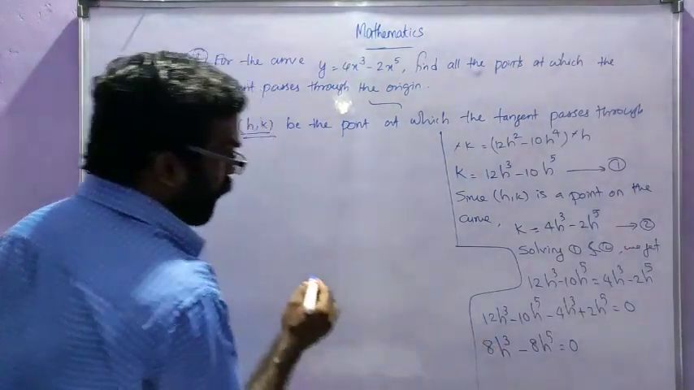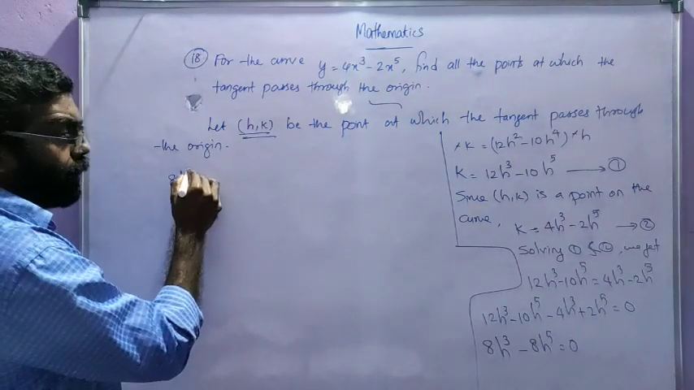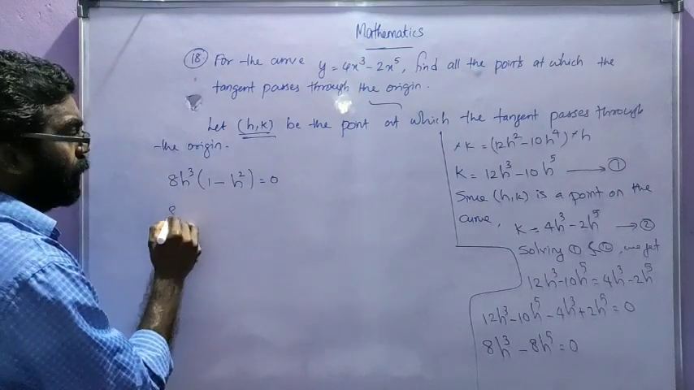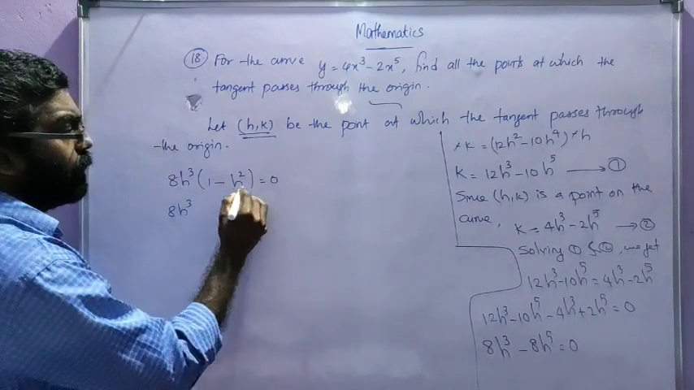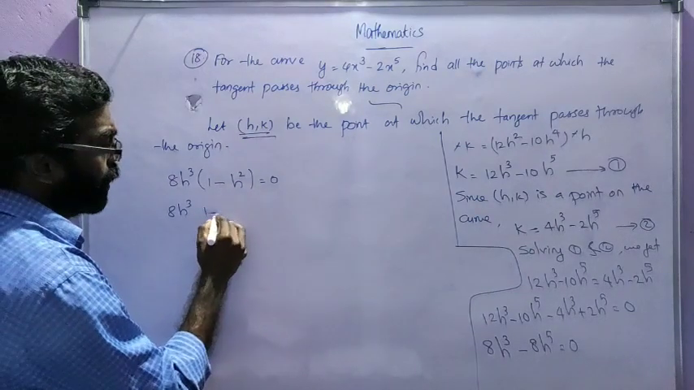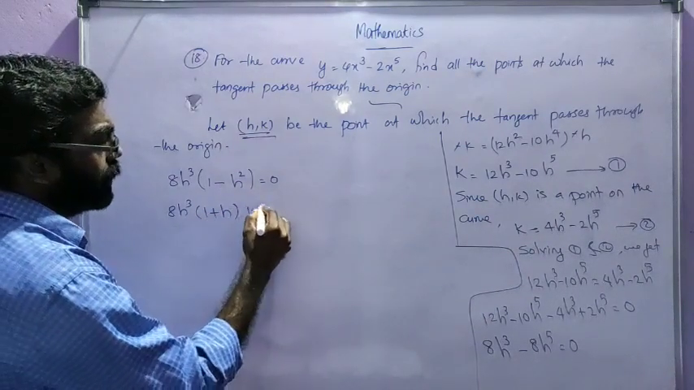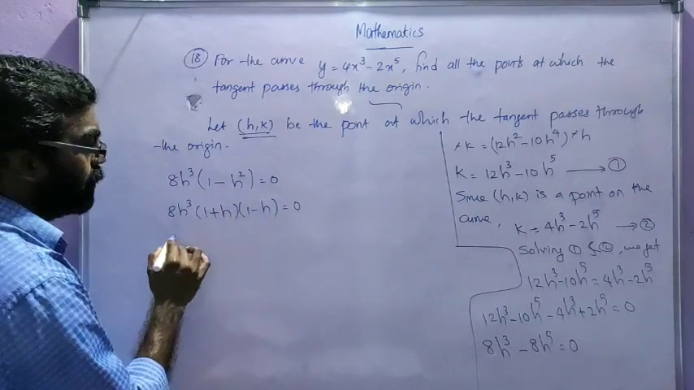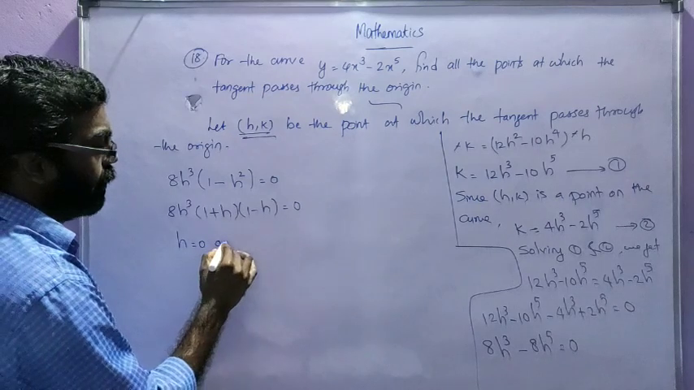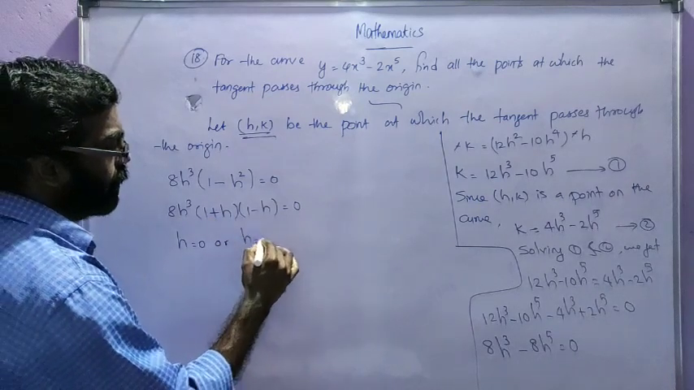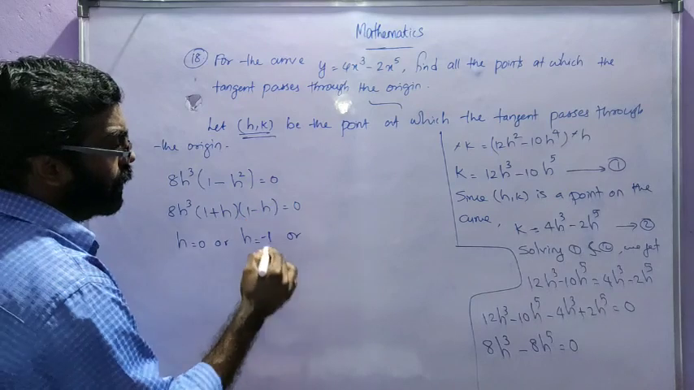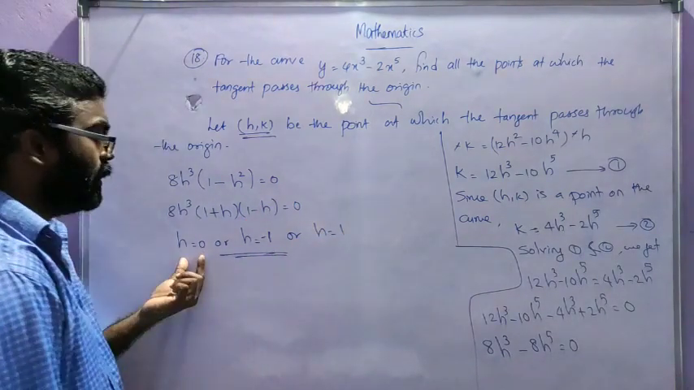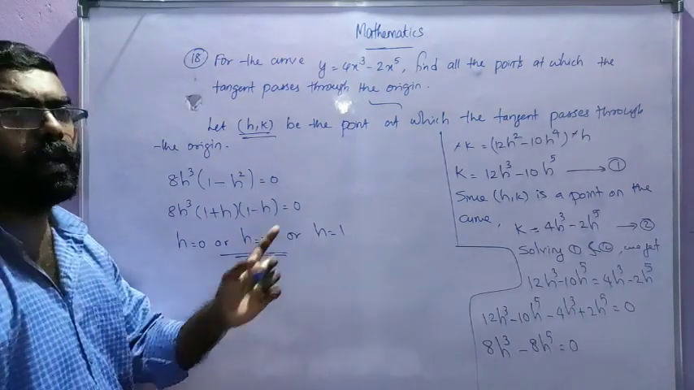Here we can take 8h^3 common. So 8h^3 (1 - h^2) = 0. This is in the form a^2 - b^2, so we can write (a + b)(a - b). 8h^3 (1 + h)(1 - h) = 0. We can equate each and every term. So h = 0, or 1 + h = 0, that is h = -1, or 1 - h = 0, which implies h = 1. So therefore the values of h are 0, -1 and +1.